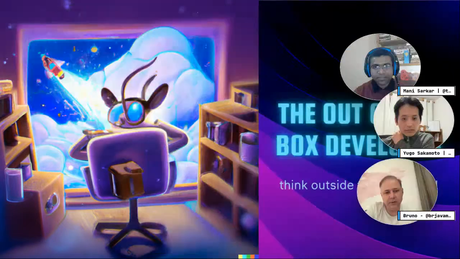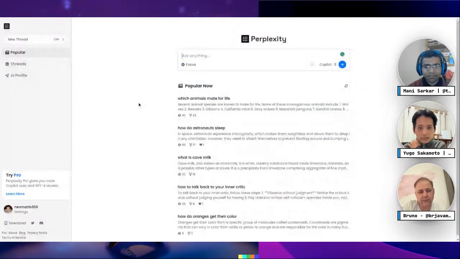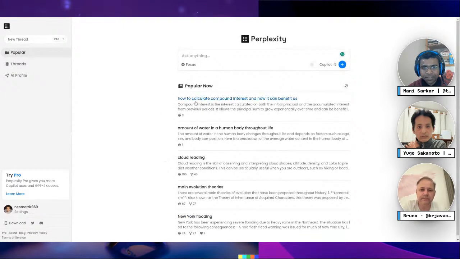So what is this? Perplexity.ai is multiple things. I wouldn't compare it to ChatGPT, but just like you sign up on ChatGPT, you sign up on Perplexity AI, and you get an interface like this. Things that are popular will show up here, for example, how to calculate compound interest.